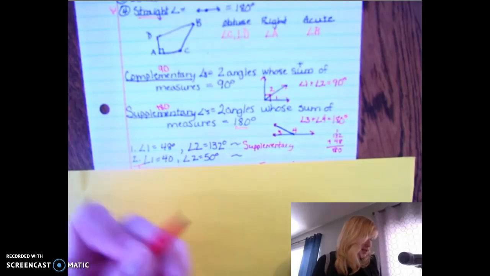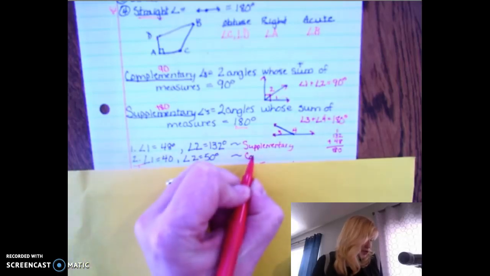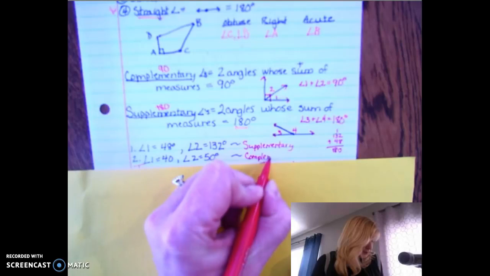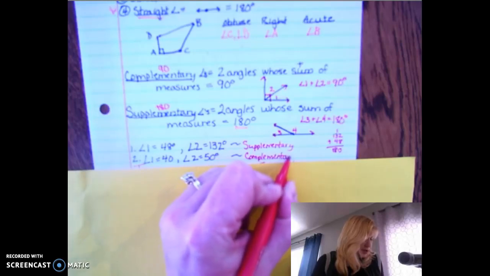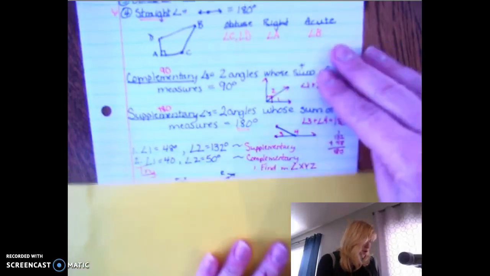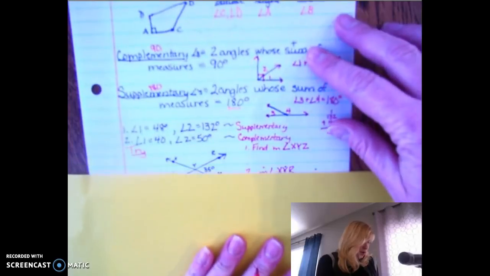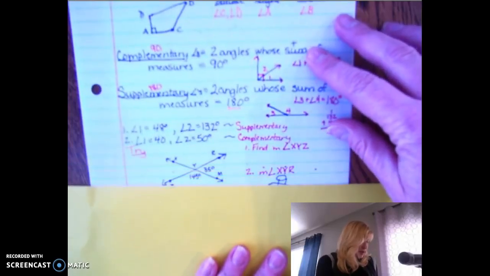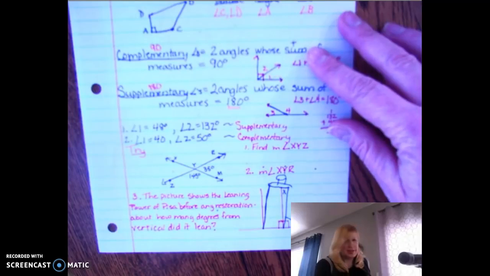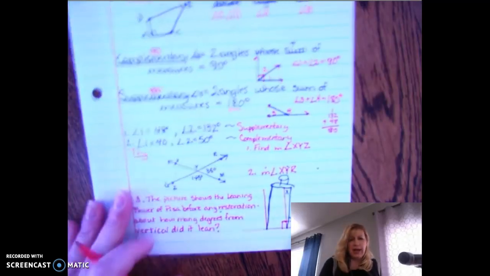And then hopefully you can see 40 plus 50 is 90. That is a complementary. Now let's get into what in the world we are going to do with this. We have a couple of questions here that you can go ahead and try.